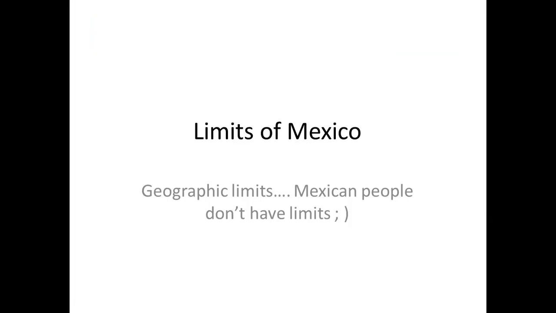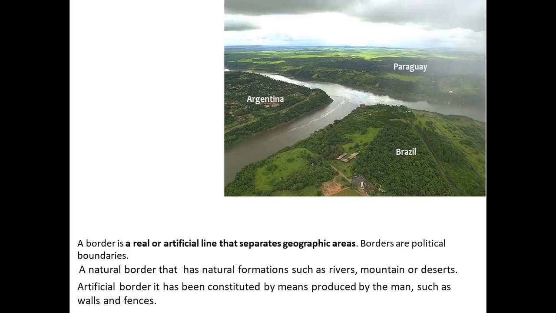Okay, first we need to define what a border is. A border is a real or an artificial line that separates geographic areas. Borders are political boundaries such as countries or states. We have two types of borders, natural and artificial.